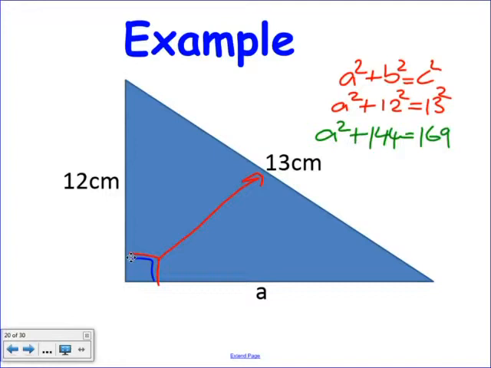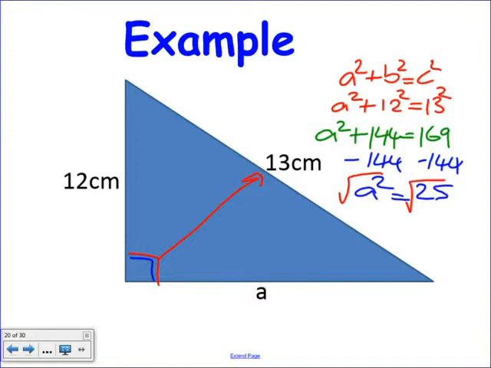How do I get A on its own? What's step one towards getting A on its own? What would you do in algebra? Minus 144. Brilliant. I'd take away 144 from both sides. So I've got A squared is equal to 25. I don't want A squared, I want A. What do I do next? Square root it. If I square root that, I have to do the same over there. That leaves A on that side, and the square root of 25 is 5. So this missing side down here, obviously not drawn to scale, is 5 centimetres.